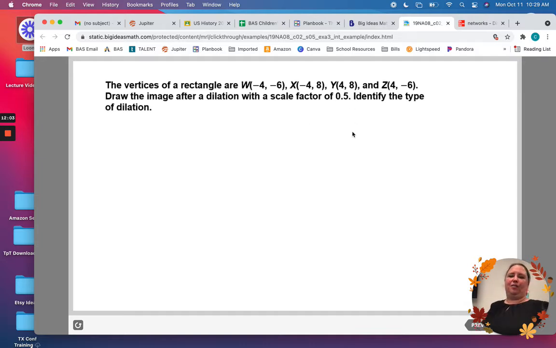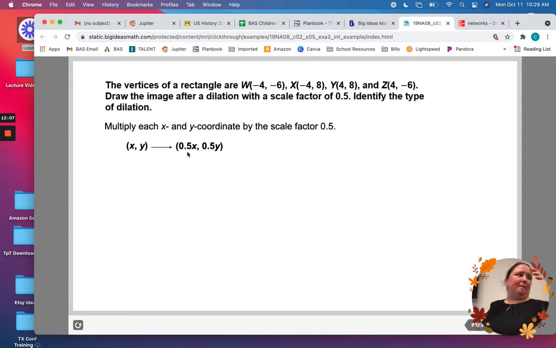So let's do the math first. We're going to be multiplying the x and y values by what? Half. 1/2 or 0.5? All right, so our first point is W. You're writing this in your journals, example 3. We're multiplying 0.5 times -4 and 0.5 times -6. What is our new x value? What's half of -4? -2, and half of -6? -3. So our new W is -2, -3.